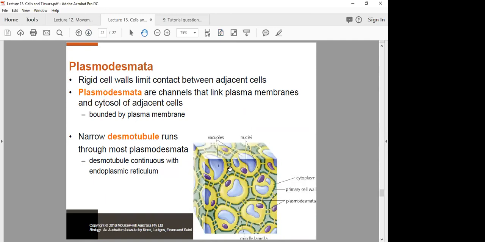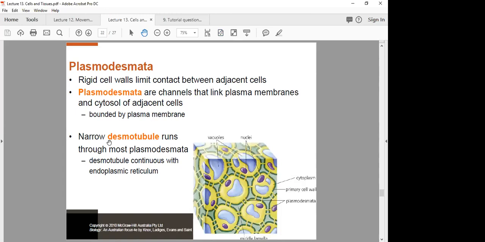You can see these little channels here connecting the cells. These are called plasmodesmata. Some plant cells have lots of plasmodesmata. Others have plasmodesmata restricted to one side of the cell or to the other. So it really just depends on the cell type and what its function is. Plasmodesmata are channels that link plasma membranes and the cytosol of adjacent cells. So these channels are bounded by the plasma membrane contributed by both cells.